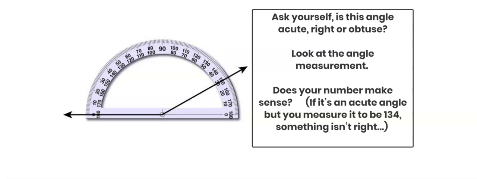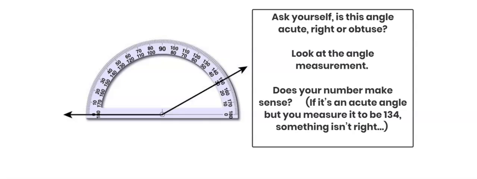All right, so we are going to measure some angles. Every time that you measure an angle, you should be asking yourself these three questions. Is the angle acute, right, or obtuse? Then look at the angle measurement, and then ask yourself if the number makes sense. So the first thing that we need to do is ask ourselves, is it acute, right, or obtuse?